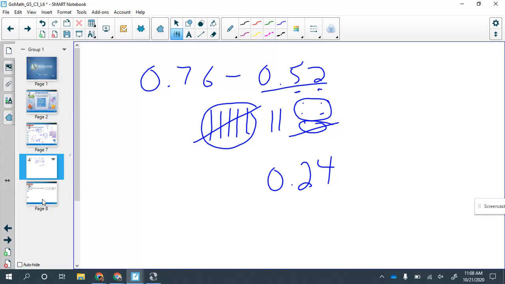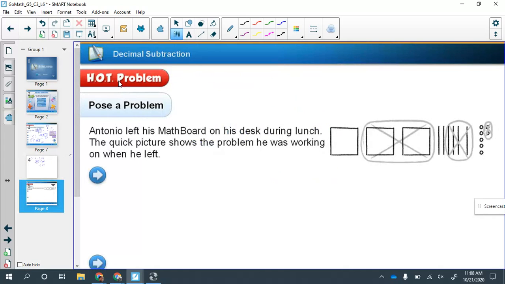All right, we're going to look at one final problem. And here it says that Antonio left his math board on his desk during lunch. The quick picture shows the problem he was working on when he left. So what do you think the problem is that Antonio is doing here? Well, we can see that he's drawn a model. And this model has 3 ones. We have 6 tenths, and then over here we have 7 hundredths.